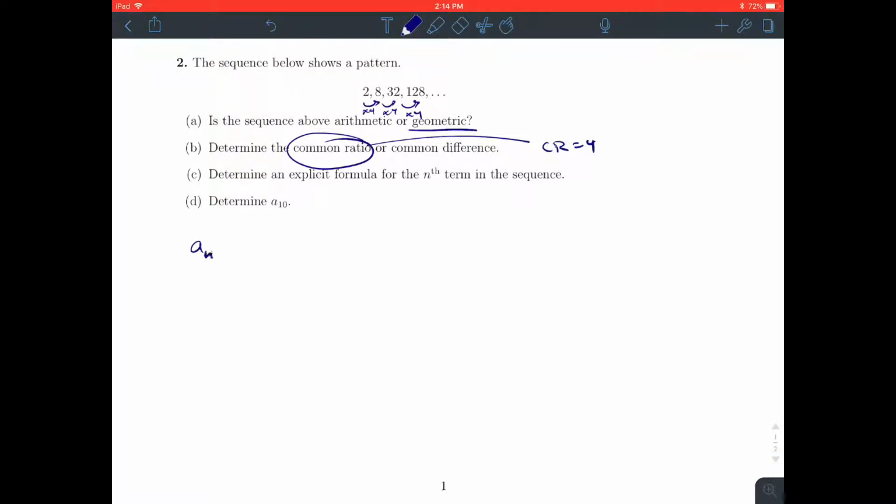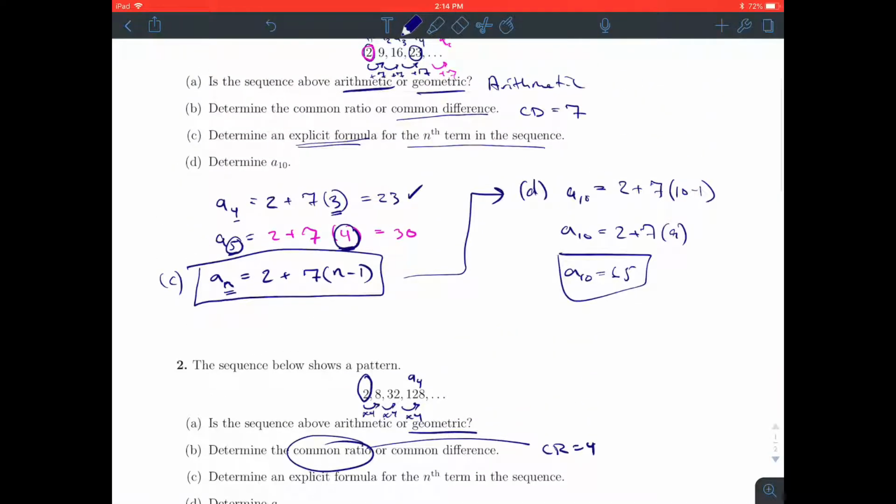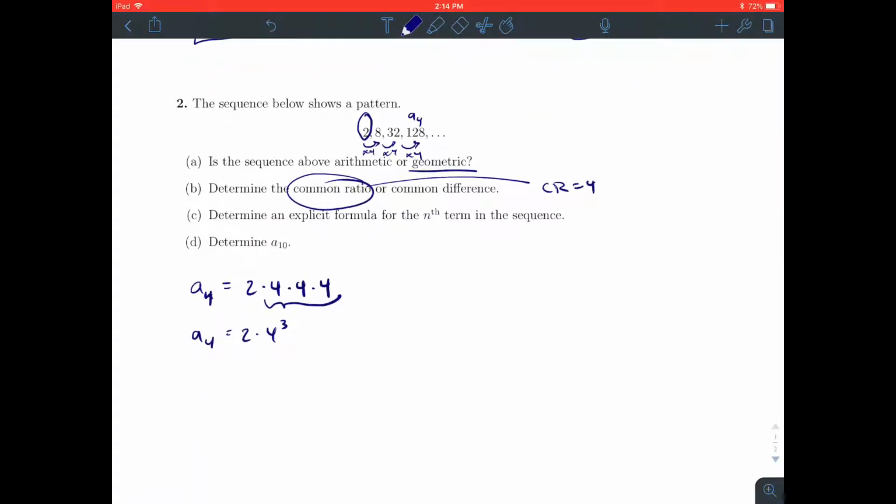This time, if we think about it very similarly, let me start with A4. To get to A4, I'm going to start with the first one, 2, and I multiply by 4 3 times. As we talked about in class, repeated multiplication, 4 times 4 times 4, can actually be better written as 2 times 4 cubed. So we have a really similar pattern to the arithmetic sequence, but instead of adding 7 over and over, we're multiplying by 4 over and over. So we get a formula that looks somewhat similar, but it results in an exponent instead.